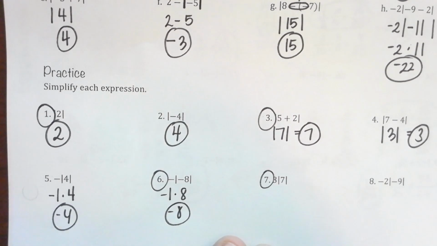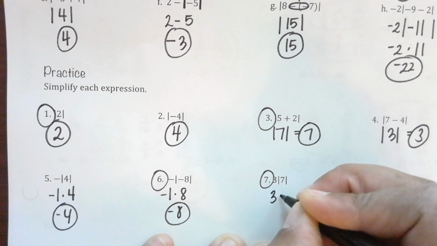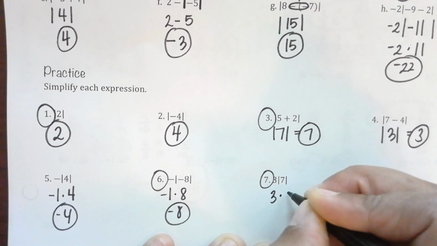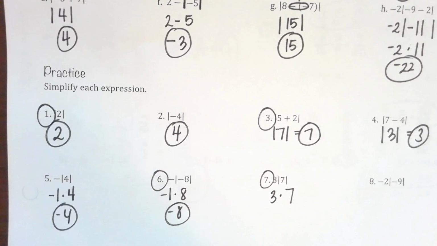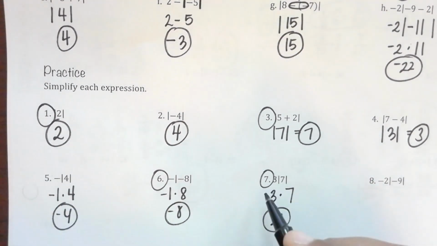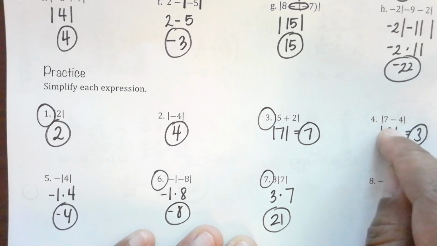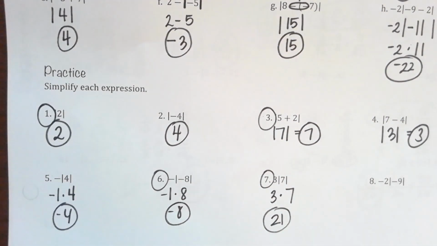Looking at number 7, is there anything to simplify on the inside here? So, what's being brought down? 3. What? 3 times 7. So, what's 3 times 7? The biggest thing I saw with number 7 is people were putting plus signs where there wasn't one. You can't put those there. Unless you see it explicitly like this, or you see a minus sign like that, you have to leave it as multiplication.